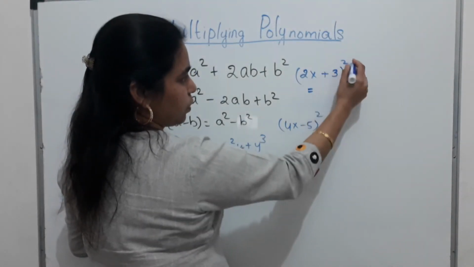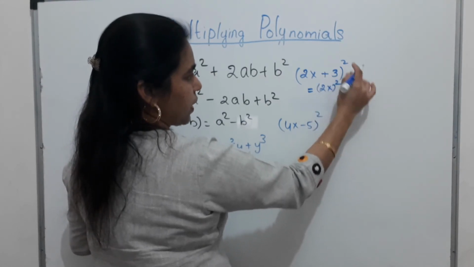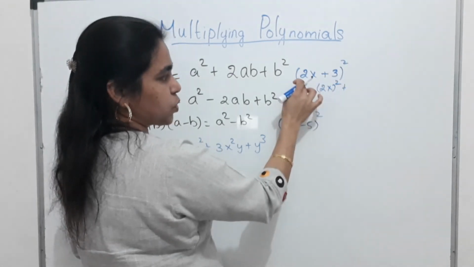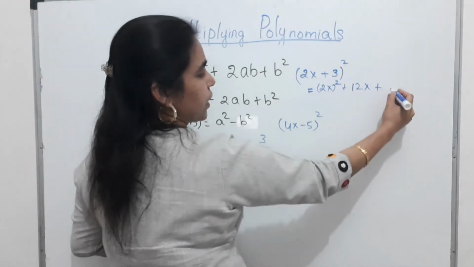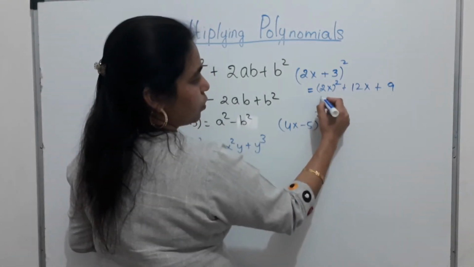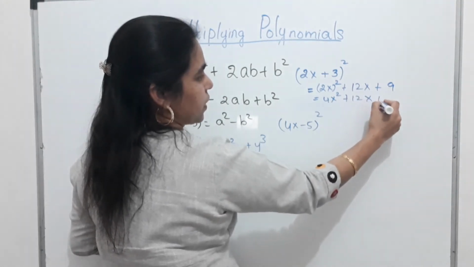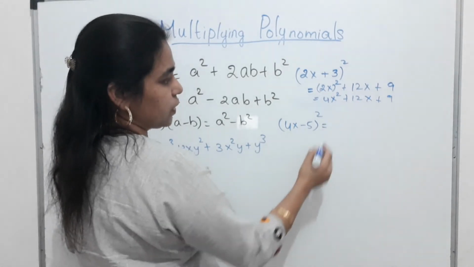So you have to square the first term, (2x) the whole square, plus, and then you have to multiply all these three things. 2 times 3 is 6, 6 times 2 is 12. So this is 12x, plus the square of the second term, which is 9. So let us simplify: 4x square plus 12x plus 9. So this is the answer. It's quite simple, right? If you are using the formula, it's very easy.